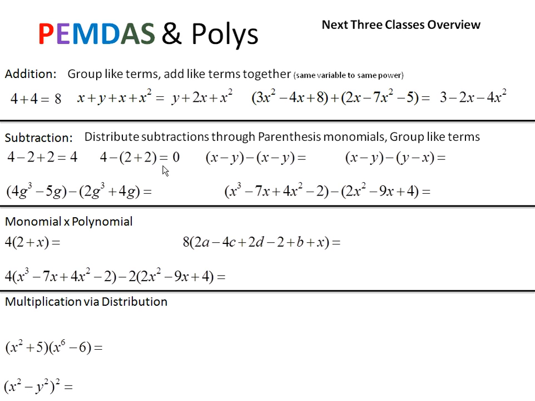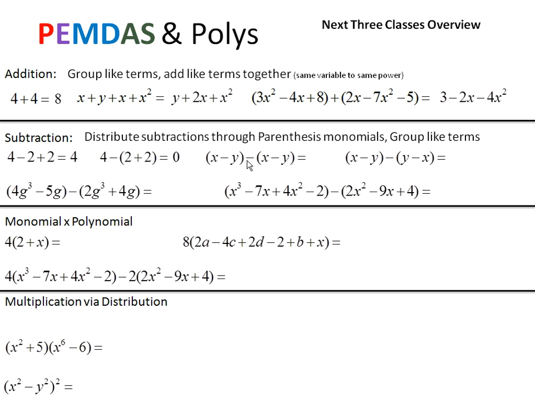Why I had to do those is to really understand what is happening in this particular situation. When you are subtracting a grouping of numbers, you're actually going to distribute this negative to the 2 and distribute this negative to this 2. So if you think about this, this is really 4 minus 2 minus 2. That's the concept of distribution in a subtraction of two polynomials.